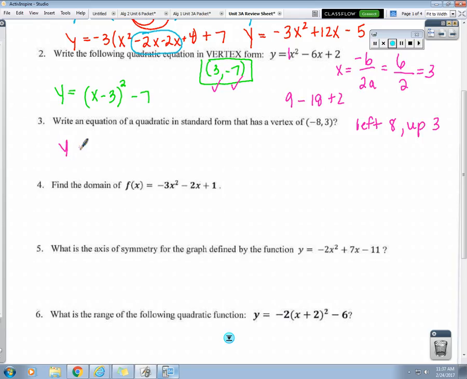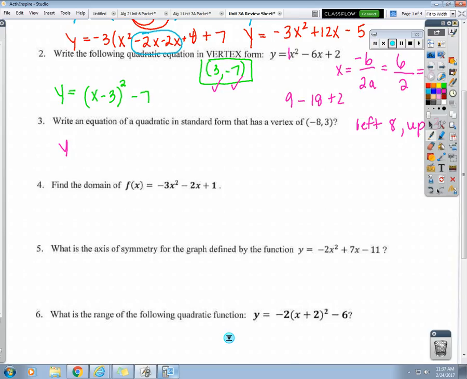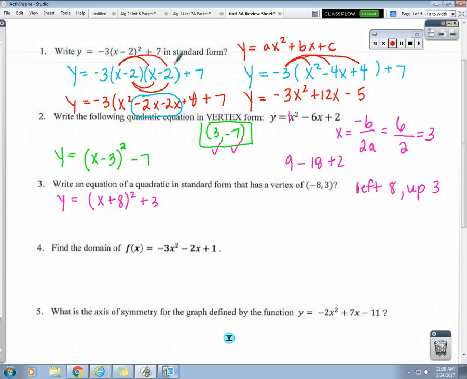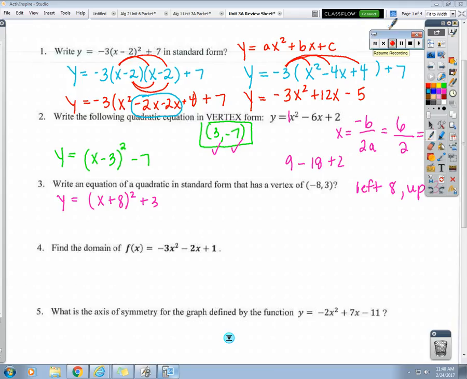So to write that in the equation, pay attention. To write that in an equation, left 8 would be represented with an x plus 8. And then up 3 would be plus 3. However, that's not the answer because that's vertex form. They asked for it in standard form. So now are you going to have to go back and do what we did with number 1? Okay, so take a minute and try it by yourself now that we did one together.